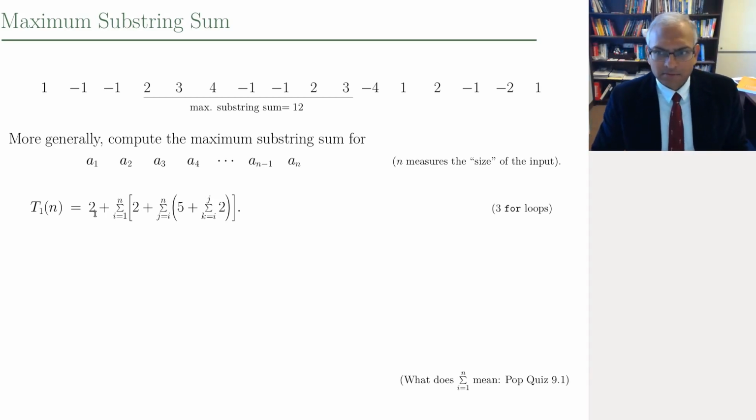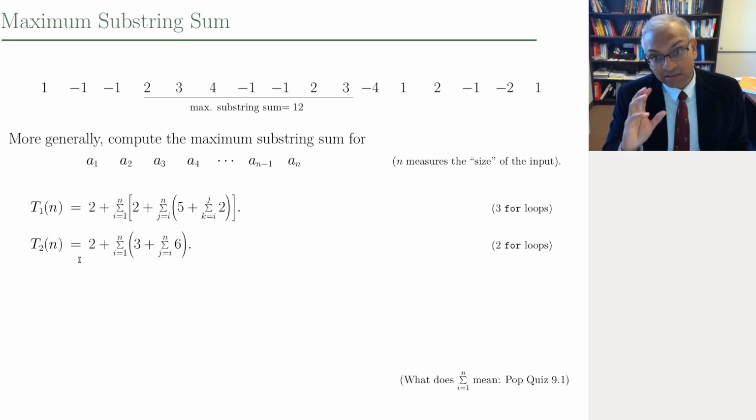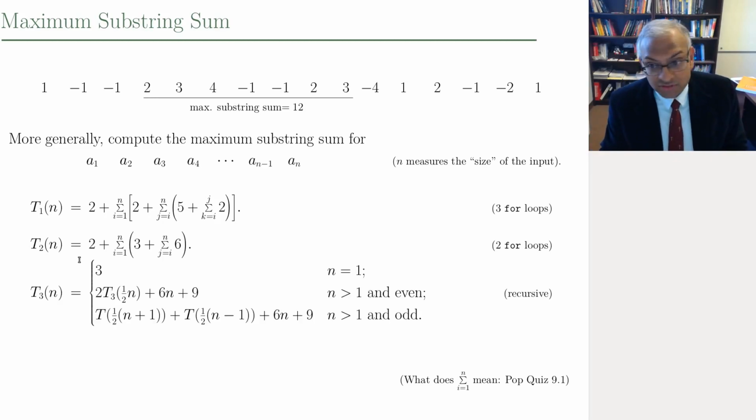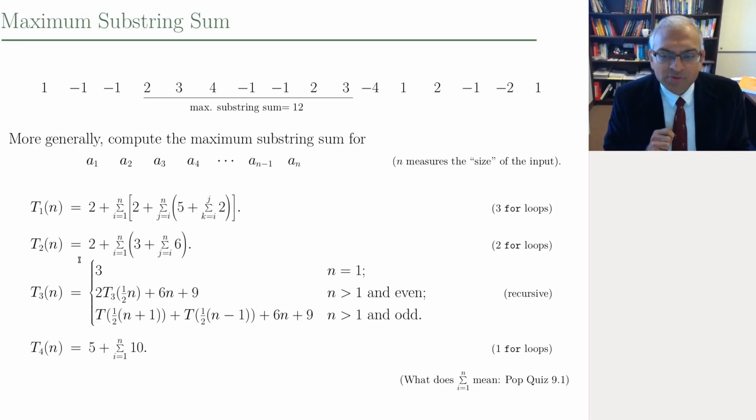Okay, now you can do better. You can do 2 for loops. Okay, you can find an algorithm that doesn't need 3 nested for loops, and actually there's even a recursive algorithm for this problem. And here's a challenge for you. It's possible to compute the maximum substring sum with just 1 for loop. Okay, and the running time for this algorithm with just 1 for loop is given by this much simpler looking expression.